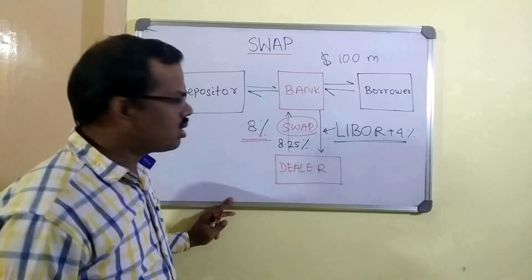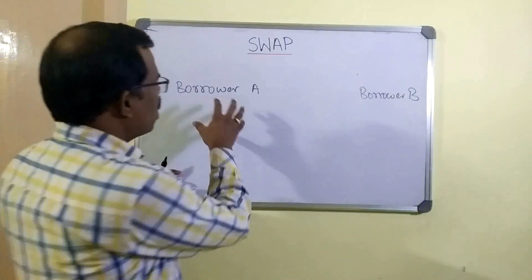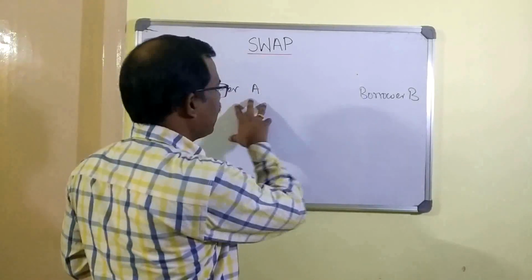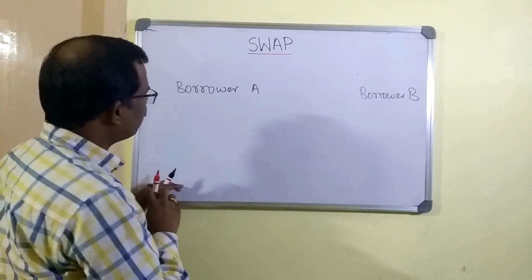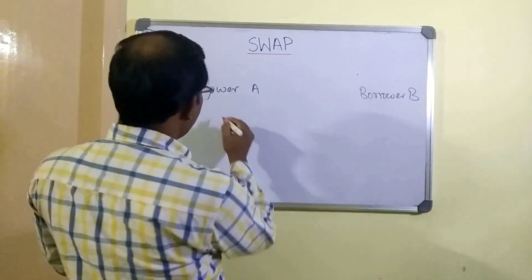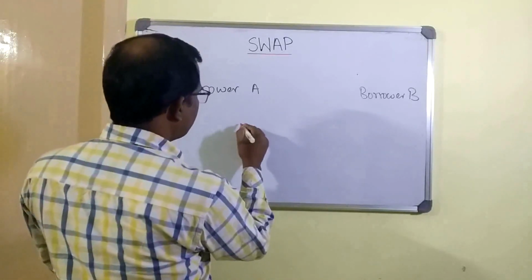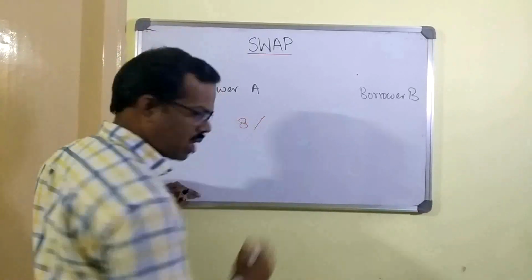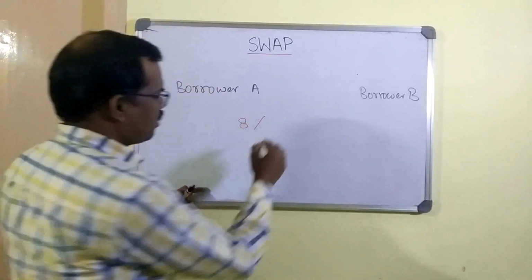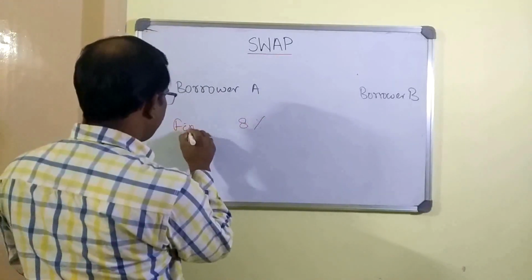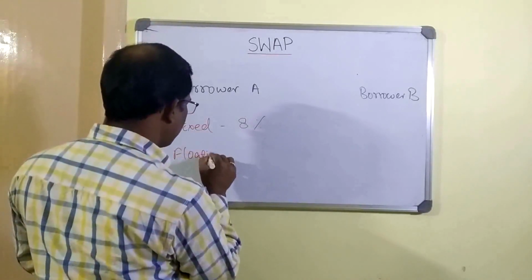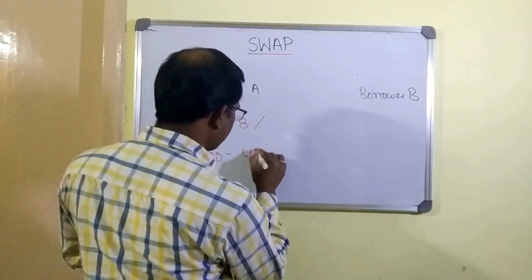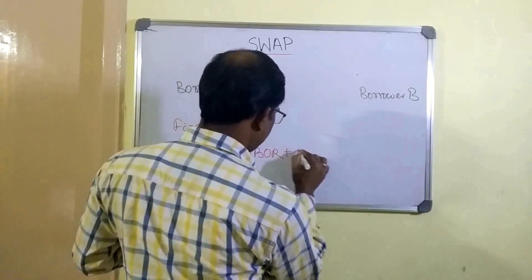Let us talk about another scenario. So we have two borrowers, let's say borrower A and borrower B. If borrower A goes to the market and tries to borrow, he will probably borrow at, let's say, an 8% interest rate at a fixed rate, and if he goes for floating, the bank is quoting him LIBOR plus 4%.